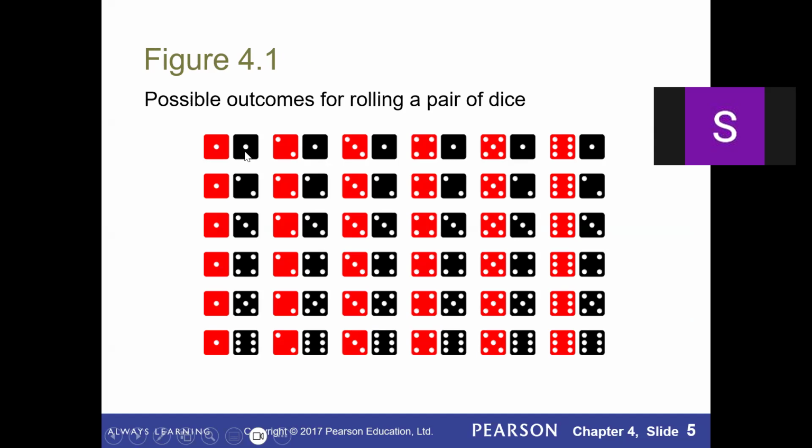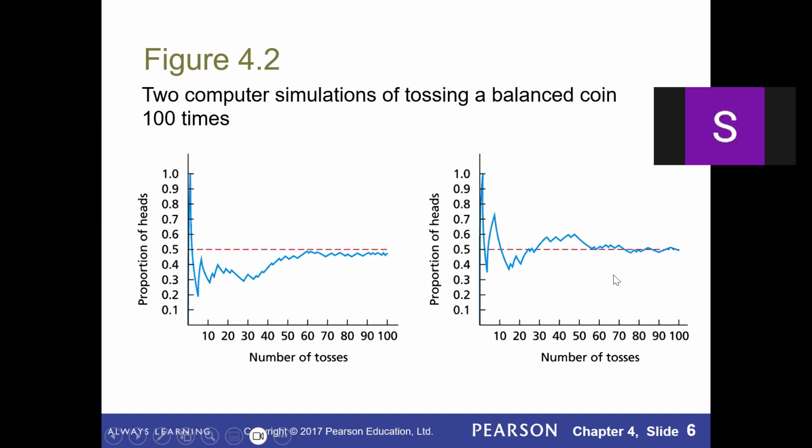This figure here shows the possible number of outcomes you can have when you roll a pair of dice. Like you can get 1 1 or 1 2 or 2 2 or 6 5 or 6 6 and so on. This figure here shows that as you increase the number of tosses, the proportion of getting heads moves closer and closer to 0.5.